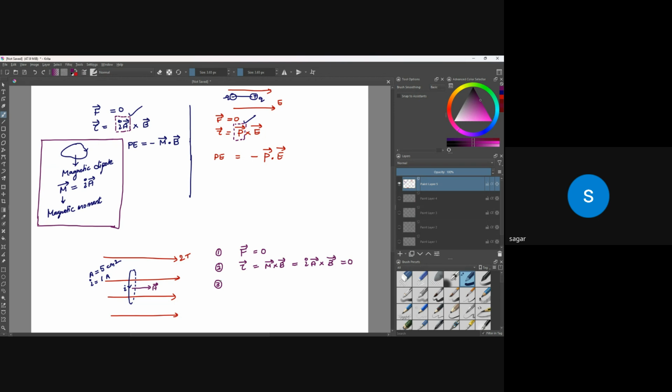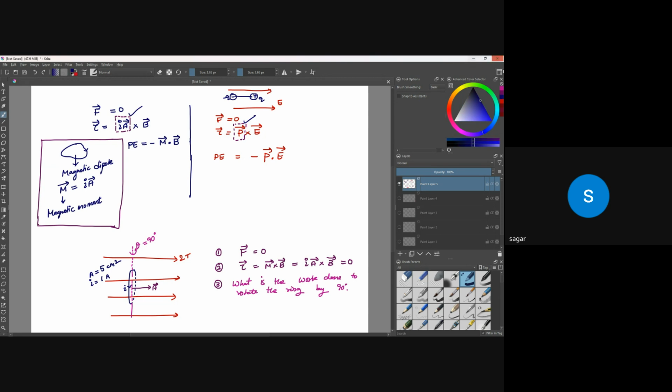The next question is, if I am rotating the ring along this axis, let me just draw it here, I'm rotating the ring like this, by how many degrees? 90 degrees. What is the work done to rotate the ring by 90 degrees, as shown in the figure?